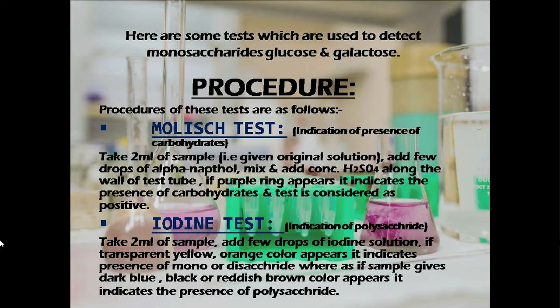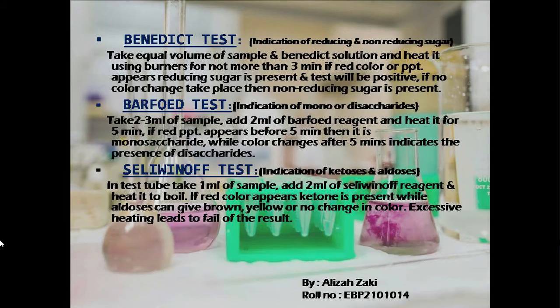Whereas in the iodine test, number 2, take 2 ml of sample and add a few drops of iodine solution. Now the procedure is completed. If a transparent yellow-orange color appears, it indicates the presence of mono or disaccharide. Whereas if the sample gives a dark blue, black or reddish color, it means that there is the presence of polysaccharide.